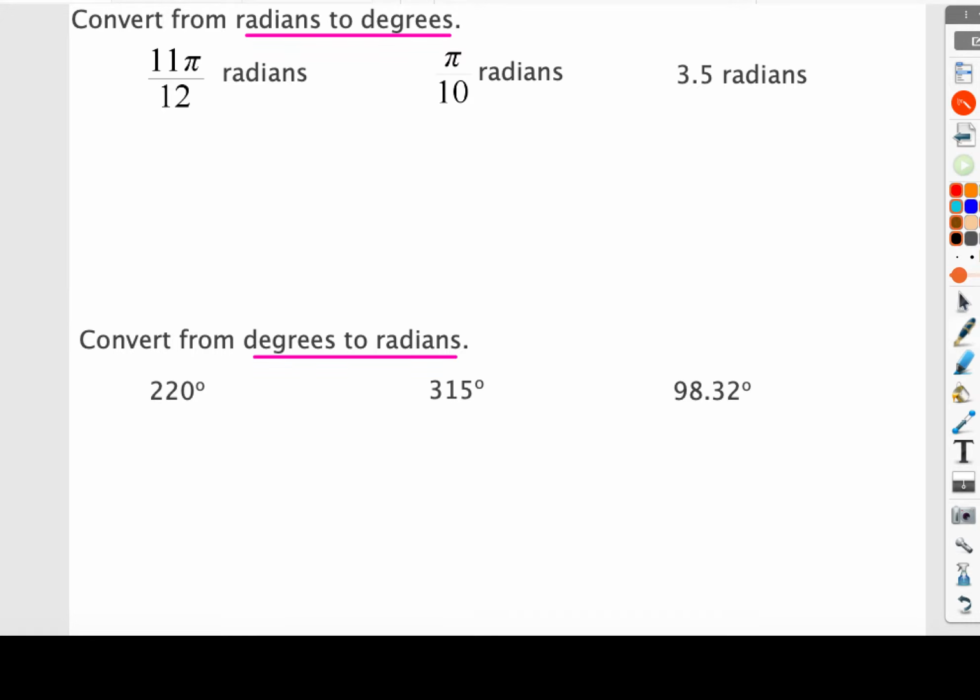All right. This is the last video in a series of 3 videos talking about angles. Now, angles can be measured in 2 different ways, radians and degrees. And what we want to be able to do is convert back and forth. We want to understand the relationship between things like 11 pi over 12 radians and what its degree measure would be, or pi over 10 here, or 3.5 radians. Notice not all radians have to be in terms of pi.